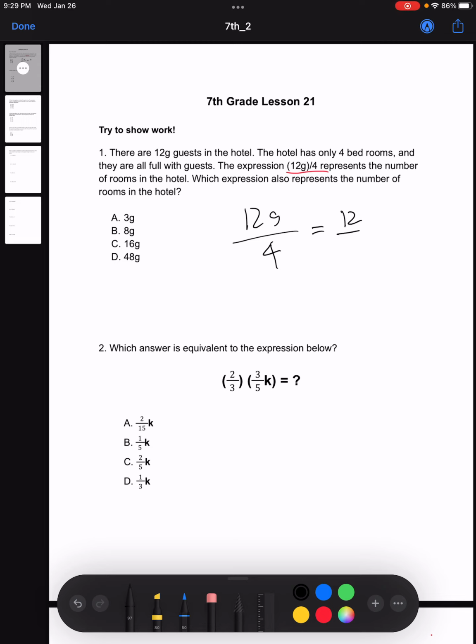So we could rewrite this as 12 over 4 times G. All we did was move the numbers to the front, and it means basically the same thing. We know what 12 over 4 is. That would just be 3 times G, or in other words, 3G. Anytime you have a number in front of a variable like G, all it means is you multiply the number to the variable. So we simplified the 12 over 4 to 3, and we got an answer of 3G. This would make our answer A for number 1.